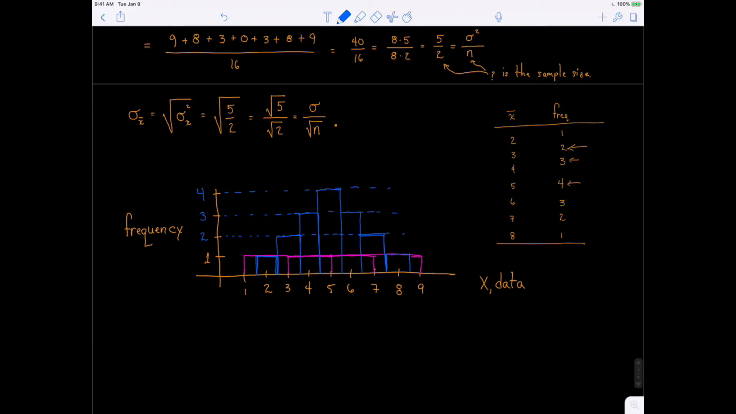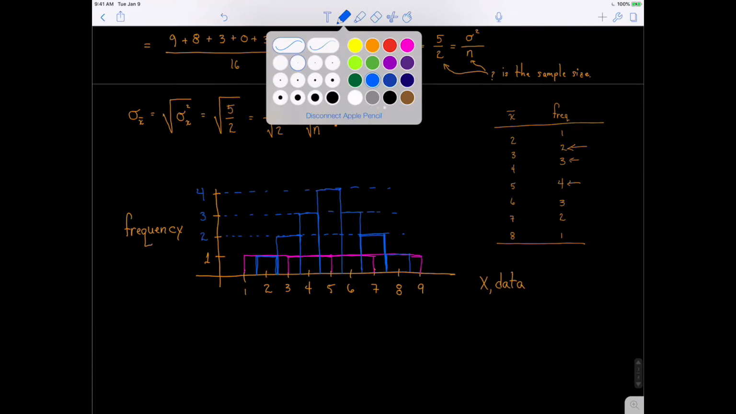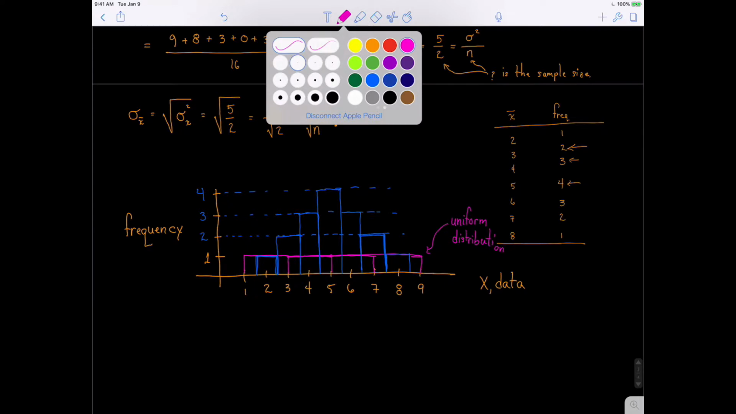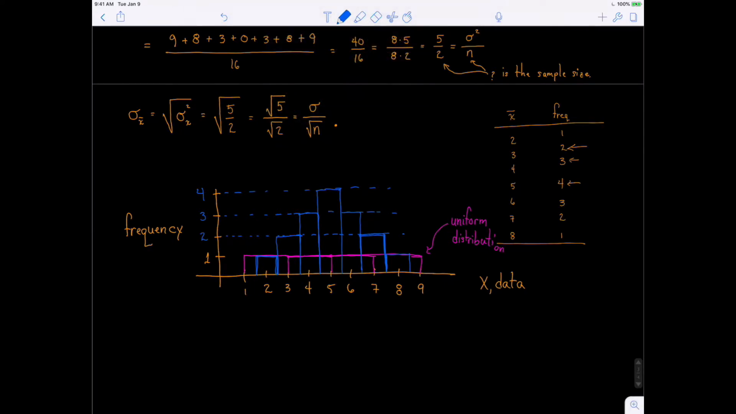Wow, and look at this picture, because here's what happened. The pink, when we started this problem, we had the pink one down here. This flat histogram is called a uniform distribution. But look at what happened. When we took all the possible samples of that data set, and then we took the sample means and graphed the sample means, we get this beautiful normal distribution.